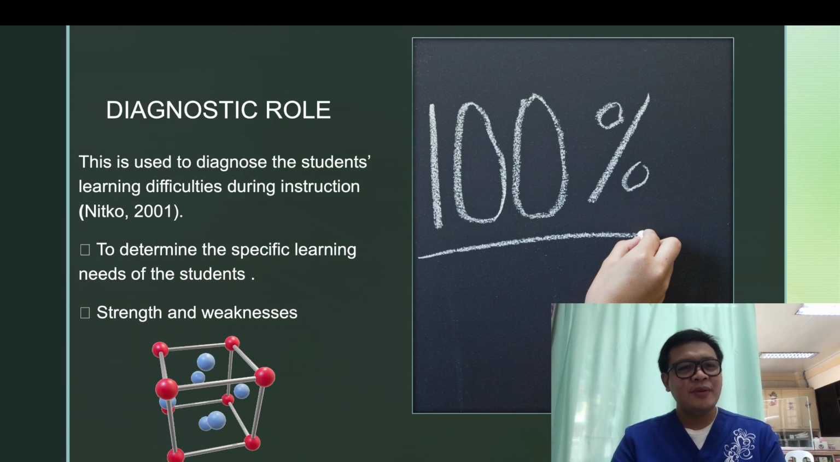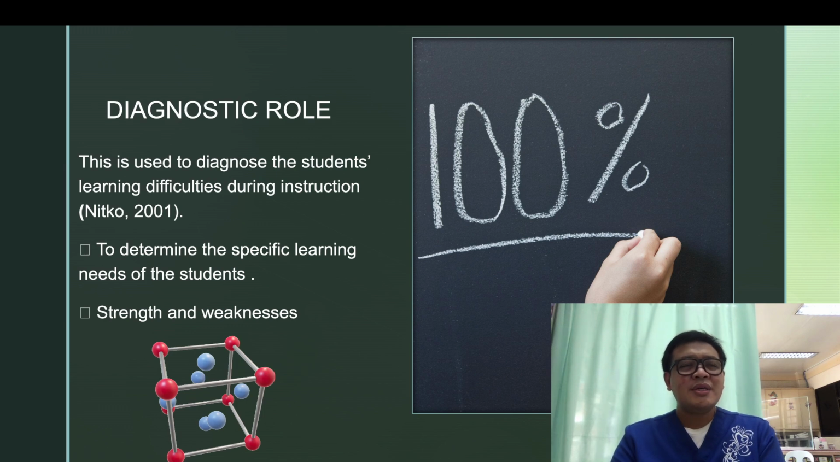The next role is the diagnostic role. No? So this is used to diagnose students' learning difficulties during instruction. That's according to NITCO of 2001, to determine the specific learning needs of the student and strengths and weaknesses. So with the term diagnostic, you're going to diagnose. You're going to determine what is really the root cause as to why the student should learn the things as to why you're doing this and that.